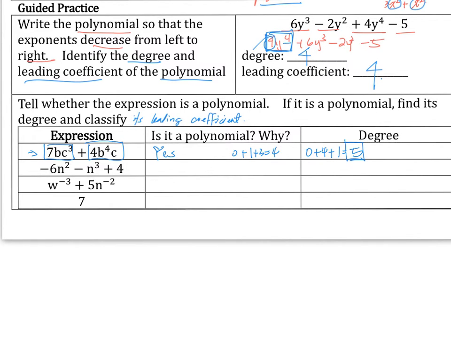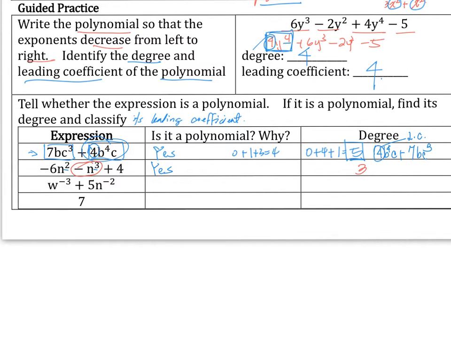And the leading coefficient will be 4. Because if we were to write this polynomial in decreasing order, we would have to put this term first, and then this one. So 4 is your leading coefficient, LC. And then the second one would also be a polynomial. Our exponents are all whole numbers, and there's no variables in the denominator. And then we will have to look at this term. It has the greatest power, so the degree is 3.